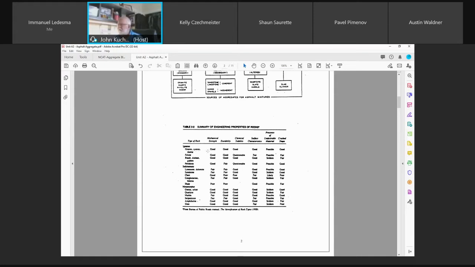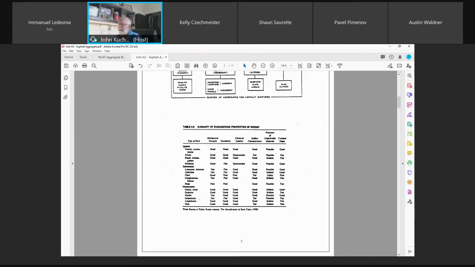And granite being one of them. And you can see here that the mechanical strength is good, the durability is good, chemical stability is good, surface characteristics are good. But again, like any other rock, if you look down this column, you can have undesirable material. So you've got to be cognizant of that. And you can get a very good crush shape out of it, because basically it's all produced from bedrock.